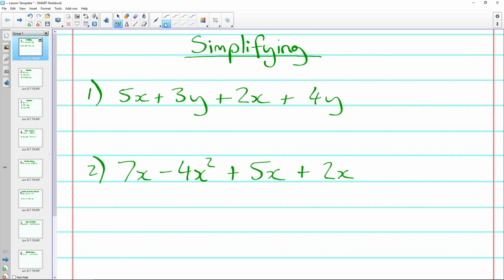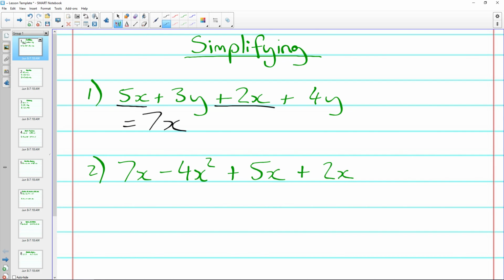Starting off with this first one, we see that we have x's. So let's focus on the x's first. We have 5x and 2x. Okay? And we also need to look at the sign that's sitting in front of it. So we're not going to do 5 minus 2x or whatever. We're going to do 5 plus 2x. So 5 plus 2 is 7.